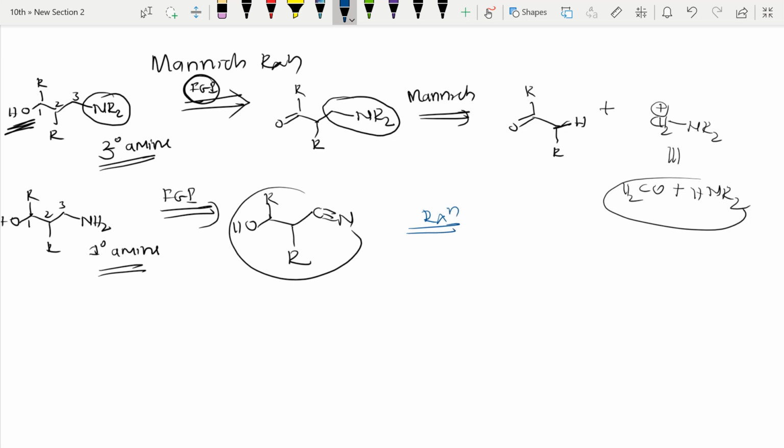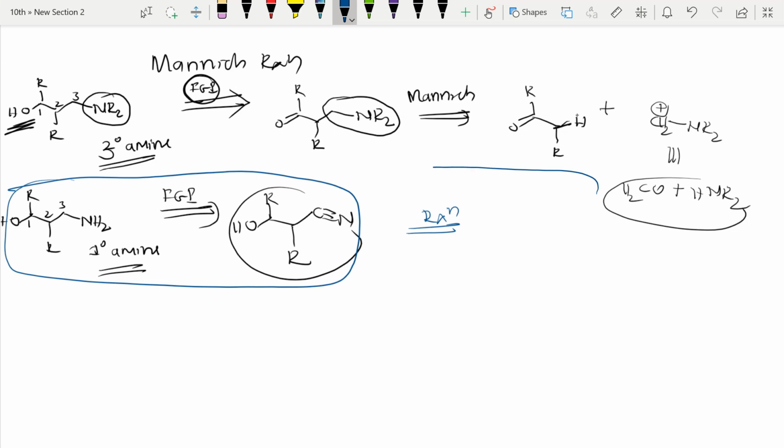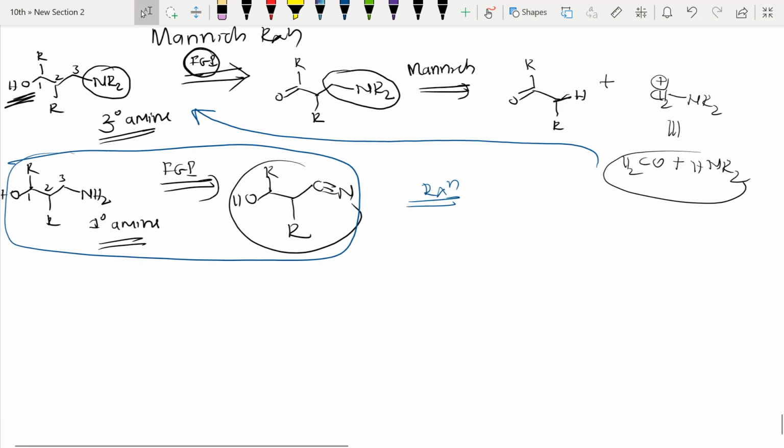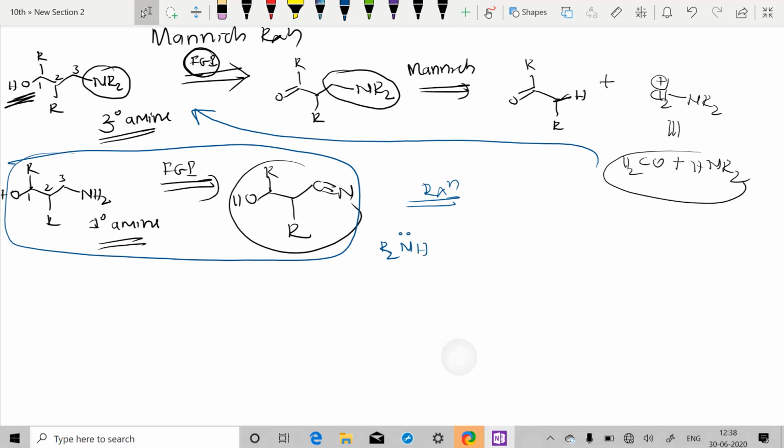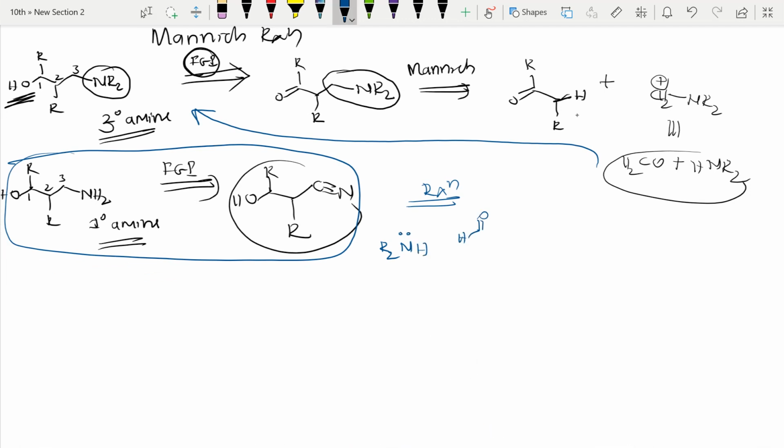So my aim is this one, which we have discussed. So now I am not going to discuss this. I'll start with this. I'll go back and I should get this target molecule, right? Let us see how I will get it. So see here, secondary amine, I will take NR2 and one hydrogen is there, one lone pair is there, and this is HCOH, formaldehyde.